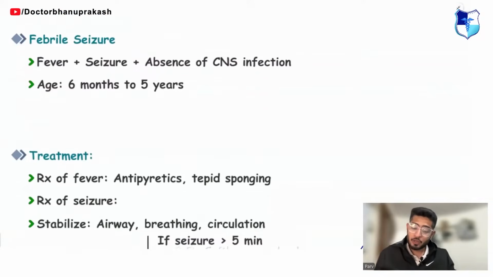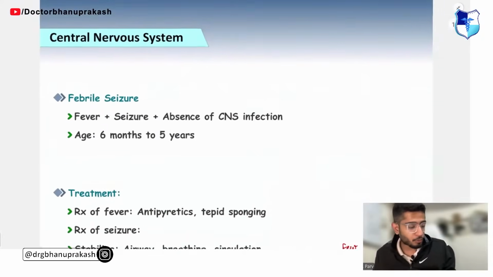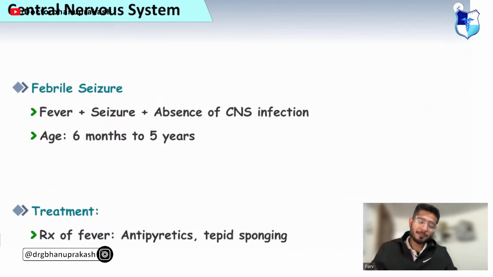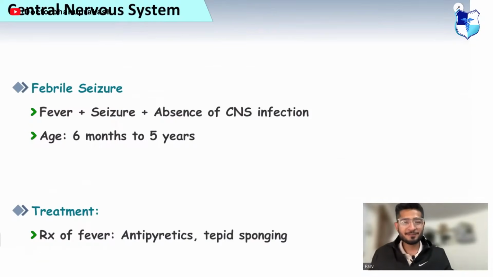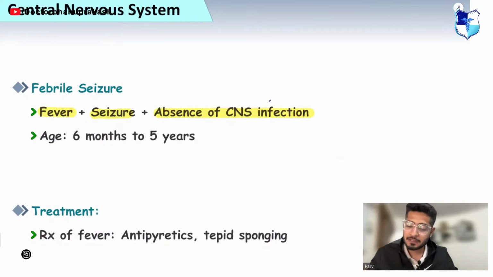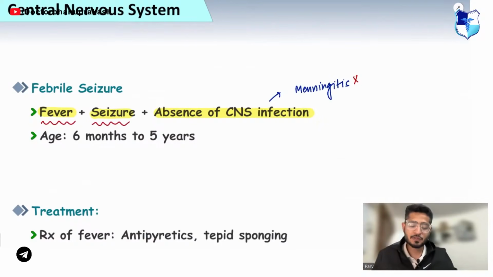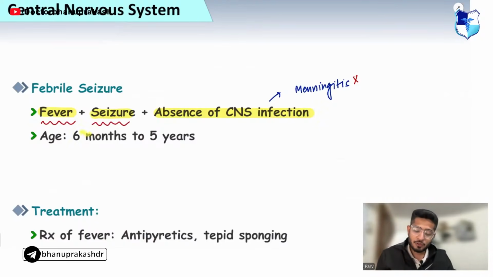Chalo, now we will start with systemic pediatrics. We are more than halfway done. Coming on to the central nervous system, the febrile seizures. This means fever, seizures, and absence of any CNS infection. If there is CNS infection, then of course it is related to meningitis, but meningitis should not be there. Fever plus seizure is the febrile seizure. The age group is 6 months to 5 years.